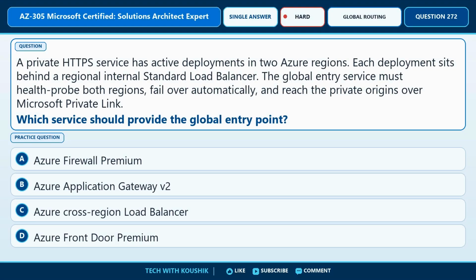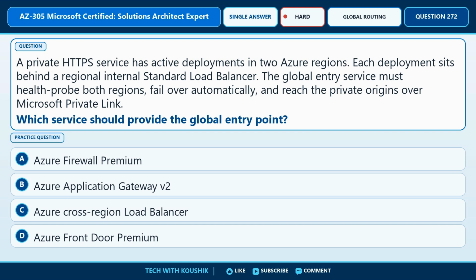Review question number 272 carefully. This is a harder question, so check every requirement carefully. Begin by examining the scenario. A private HTTPS service has active deployments in 2 Azure regions. Each deployment sits behind a regional internal Standard Load Balancer. The global entry service must health probe both regions, failover automatically, and reach the private origins over Microsoft Private Link. Which service should provide the global entry point?